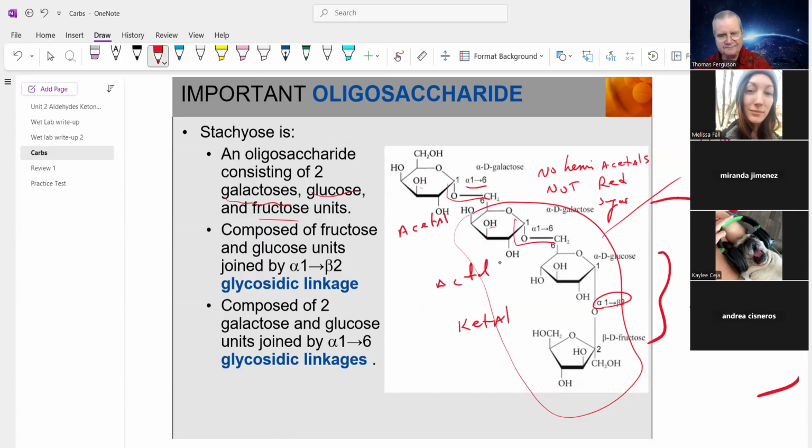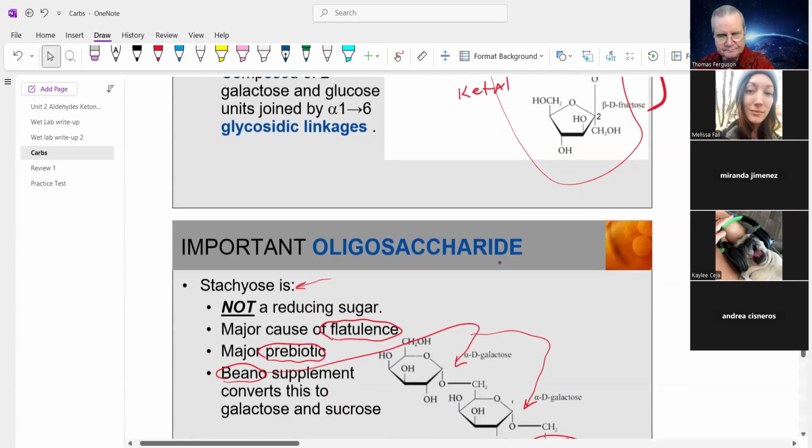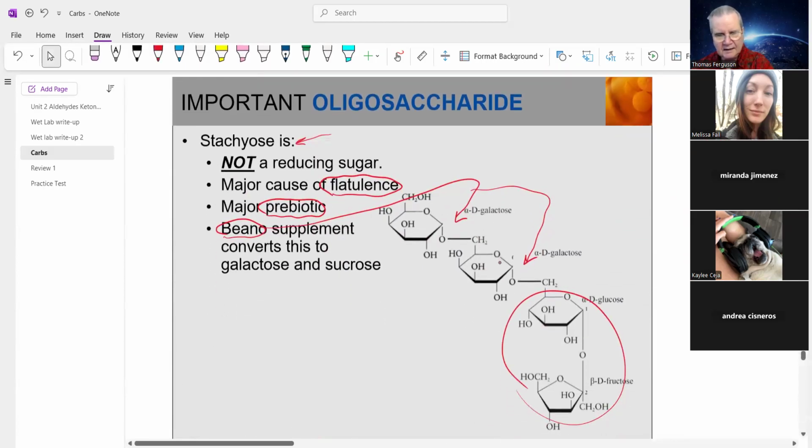Now this is interesting because this is a major cause of flatulence when you eat beans. That's why the process to make beans and eliminate flatulence is to let them soak overnight. We're talking about starting with dry beans. You let them soak overnight and you dump the water left over because that's where all the stachyose is.